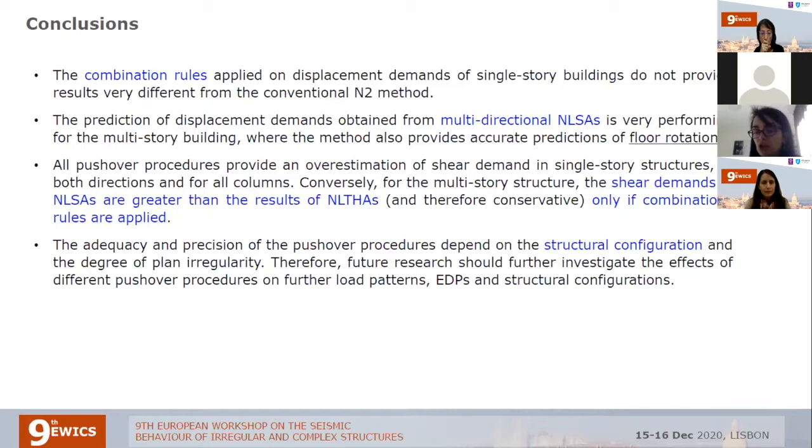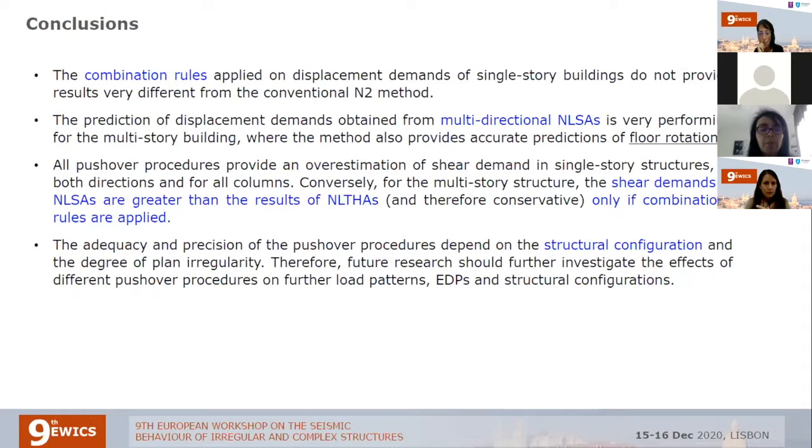All pushover procedures provide an overestimation of shear demand in single-story structures in both directions and for all columns. Conversely, for multi-story structures, the shear demands in nonlinear static analysis are greater than the results of nonlinear time history analysis only if combination rules are applied.